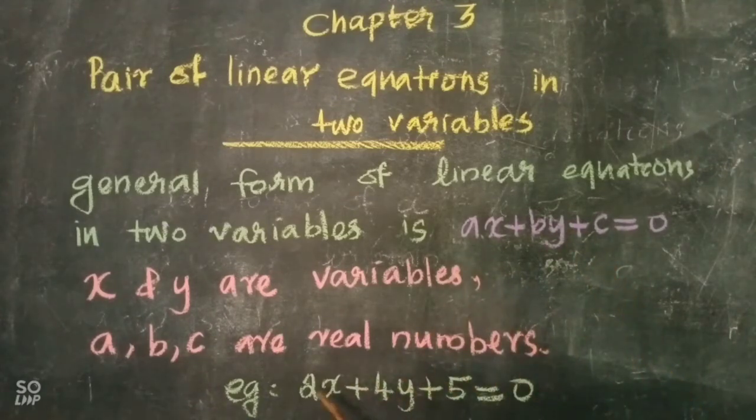For example, 2x plus 4y plus 5 equal to 0. Here x and y are variables. 2, 4 and 5 are real numbers.